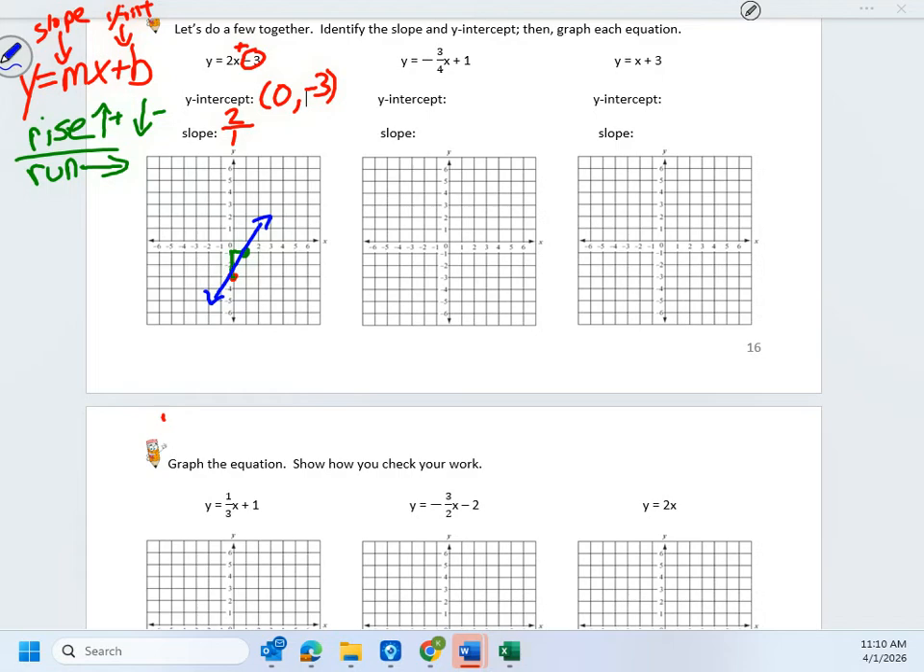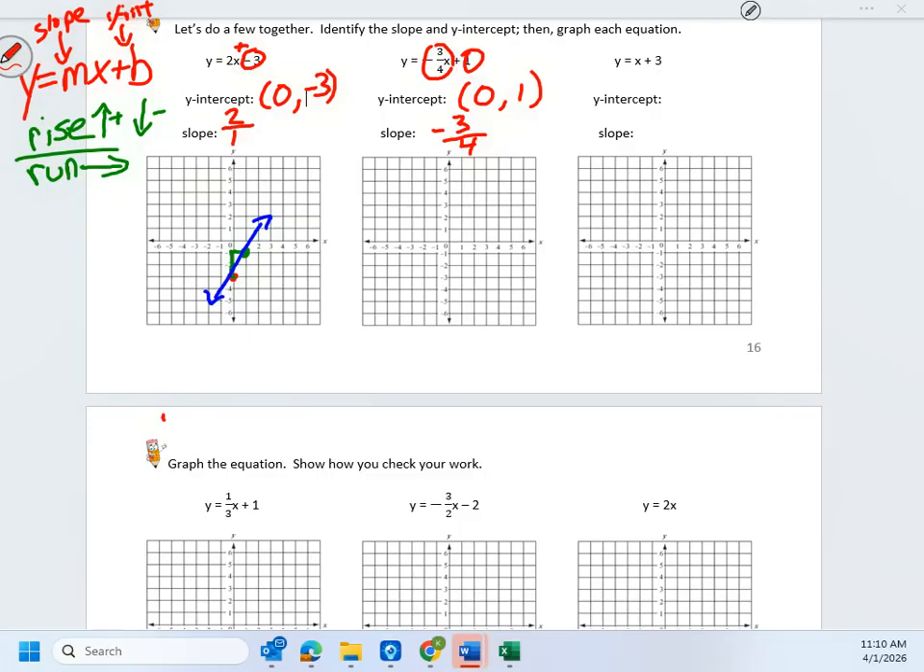Y equals negative 3/4 x plus 1. What is my y-intercept? What would my ordered pair be that I should write? Finley? 0, 1. Because my y-intercept is that b, the b is at the end. Plus 1 is a positive 1. What is my slope? Madeline? Negative 3 over 4. Got to keep that negative on there, right? It's important, it matters. Details matter.